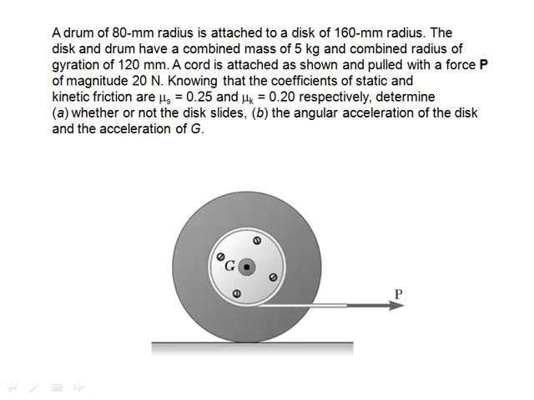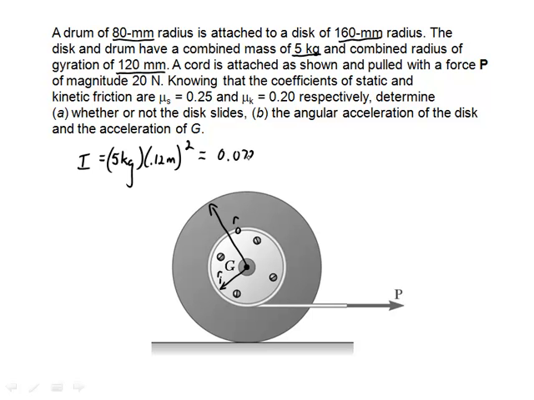This is a really important example because a lot of things are going on here that we really need to think about. I've got a drum wheel combination. The drum has an inner radius of 80 millimeters, so that's right here, and I'm going to call that r inner. Then the wheel itself, the disc, has an outer radius, r outer, and that's 160 millimeters. The combined mass is 5 kilograms. The radius of gyration is 120 millimeters, so the moment of inertia is 5 kilograms times 0.12 meters, that's 120 millimeters, squared. And so that's 0.072 kilogram meters squared.